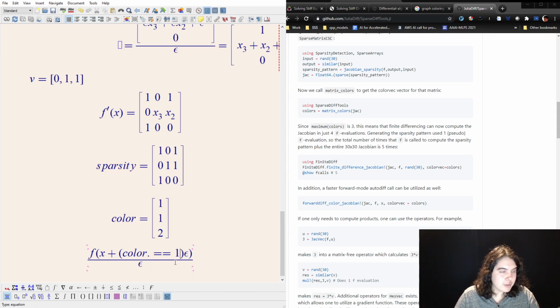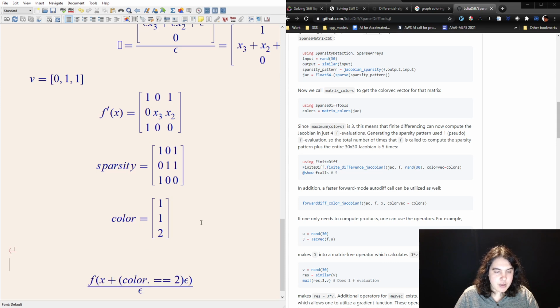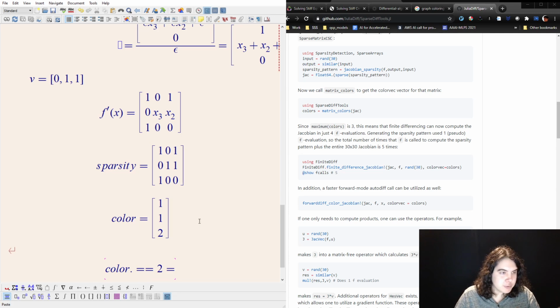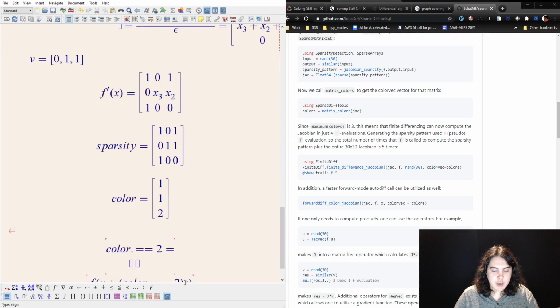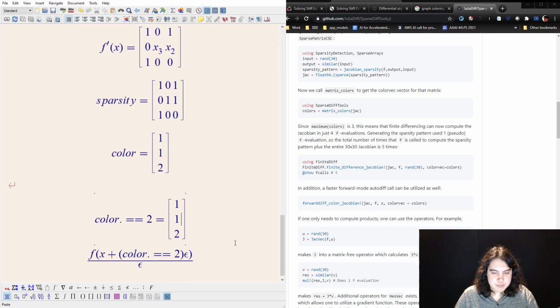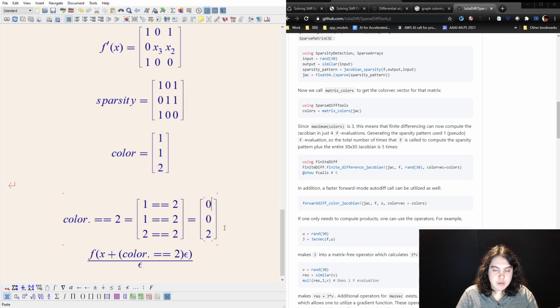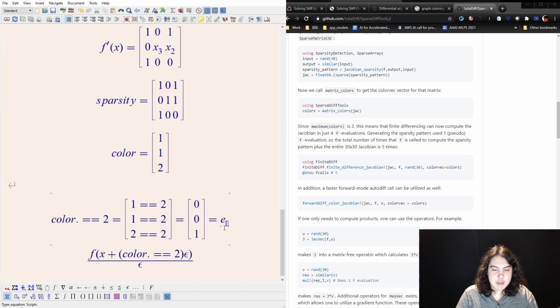And then how do you get the third one? Well, you get color .== 2. Remember when we were talking about broadcasting? Color .== 2 in Julia code is just element-wise equals. So it's 1 equal 2, 2 equal 2, 3 equal 2, which is just going to give you 0, 1, 0 or 0, 0, 1, which is exactly E3.